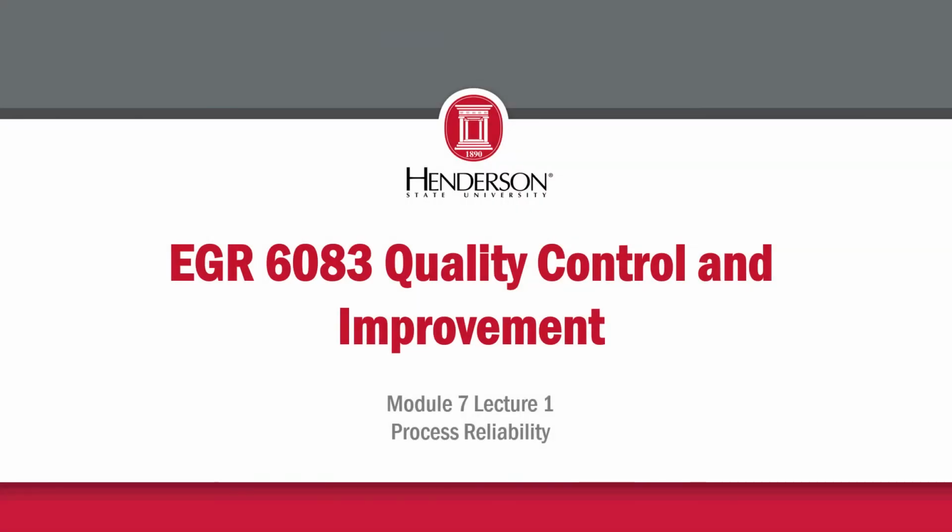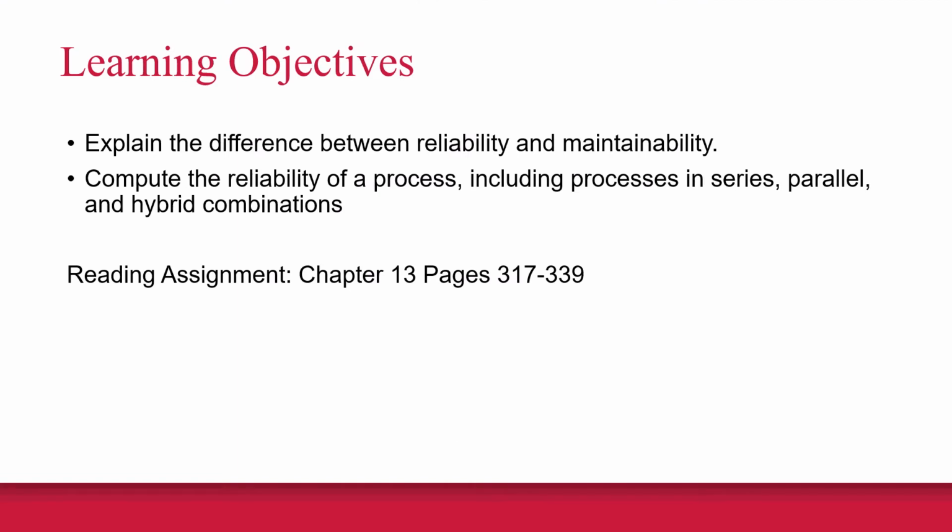Quality Control and Improvement, Module 7, Lecture 1, Process Reliability. Learning objectives for this lecture are to explain the difference between reliability and maintainability, and to be able to compute the reliability of a process, including processes that are in parallel, series, and hybrid combinations.